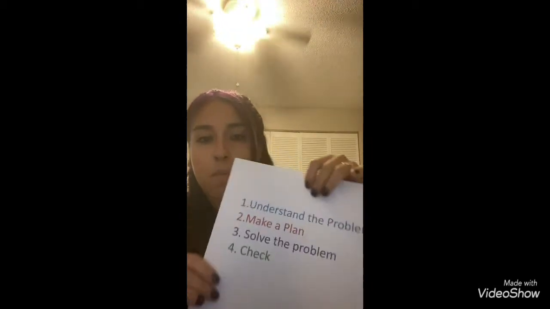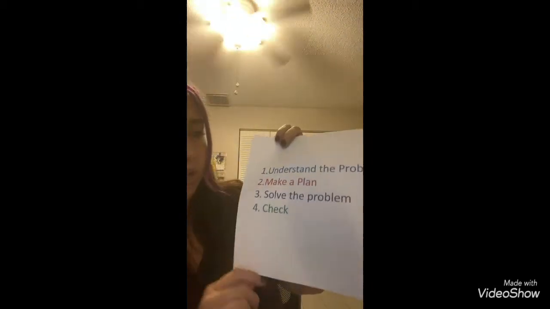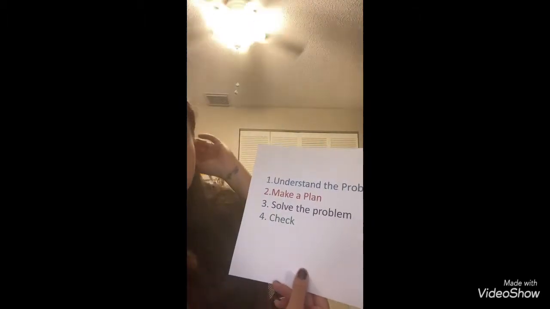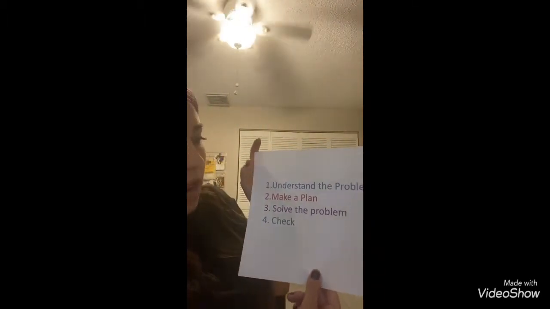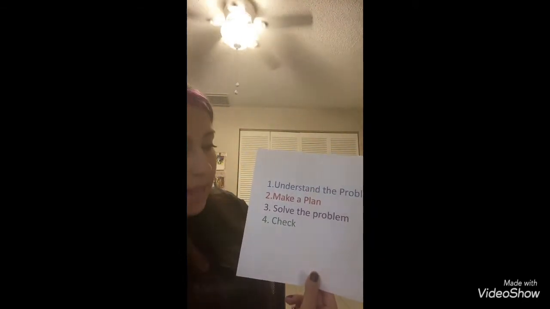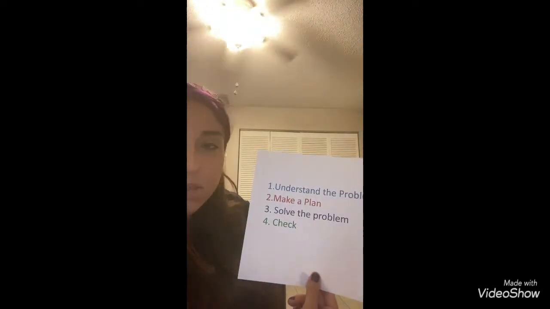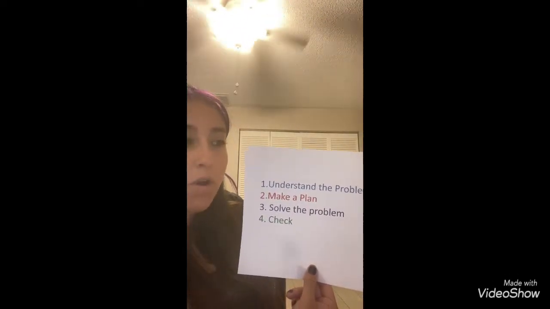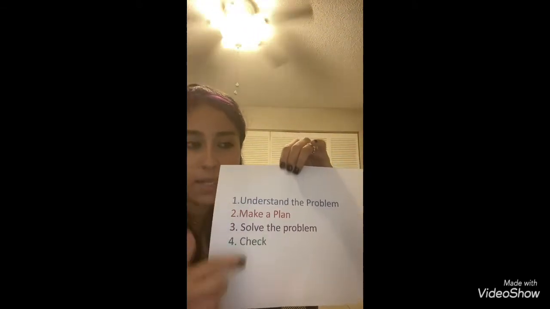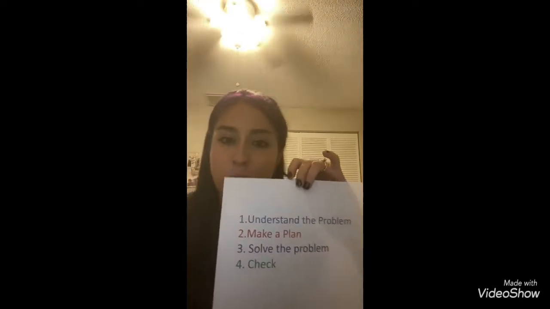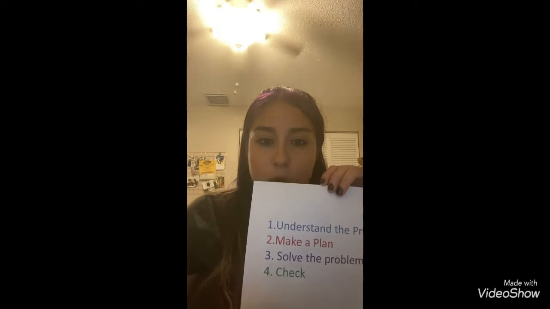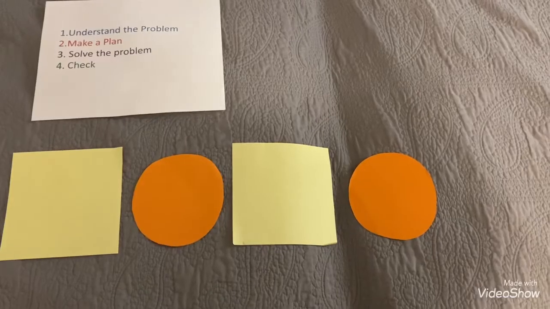We went over our problem solving strategy. So as we look at our patterns, we're going to remember this so that we can solve our patterns. Okay, so we have number 1, understand the problem. Number 2, make a plan. Number 3, solve the problem. And number 4, check. As we go on in our lesson, we're going to keep these in mind. Now we're going to start with some simple patterns. So let's go ahead and go to the board, and I'm going to show you those patterns.